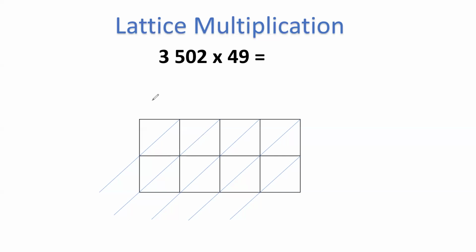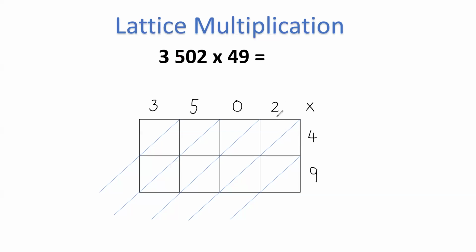So the first number would be 3, followed by 5, our 0, and our 2. Remember, it's a multiplication sum, so I'll put my times on the top. And the two numbers that are left over would be 49, which would be 4 and 9. I like to use color, so I'm going to swap and move towards my working out.